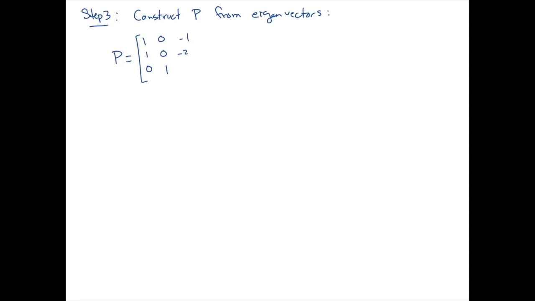So step 3 was to construct the matrix P from the eigenvectors we just found. So our matrix P is going to be 1, 1, 0. That was the first eigenvector we found. 0, 0, 1 is the second eigenvector we found. And then -1, -2/3, 1 is the third eigenvector we found. So that's going to be our P matrix.